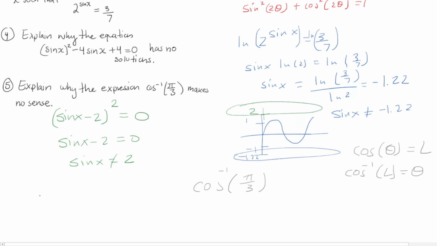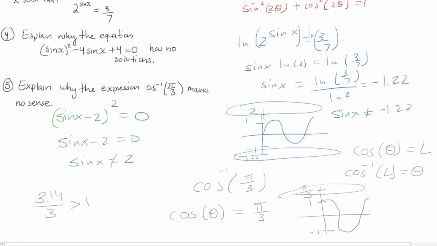Well, we know that pi is about 3.14. Divide that by 3, that's obviously greater than 1. So what this is saying is, find an angle theta such that the length is greater than 1. In other words, pi over 3. But cosine also is between -1 and 1. And it's never greater than 1. Pi over 3 is somewhere up here. There's nothing over here. Therefore, this makes no sense.